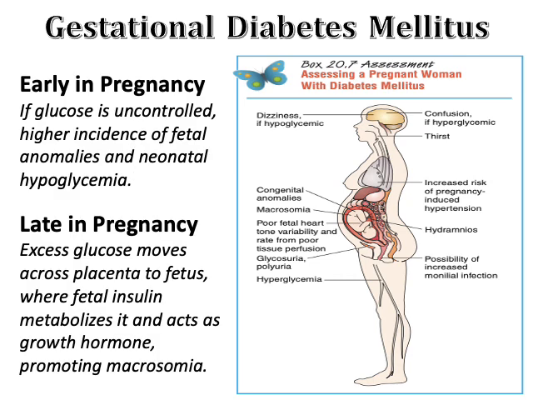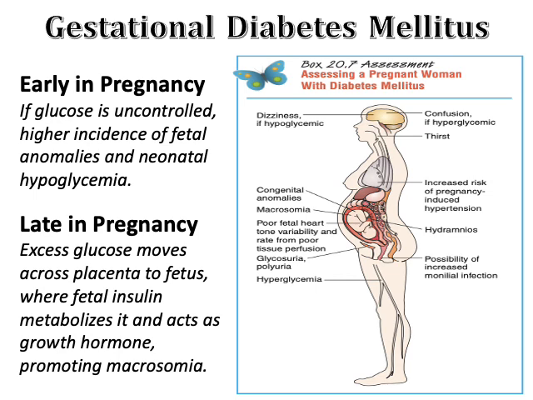Box 20.7 shows us how to assess a pregnant woman with diabetes mellitus. It's important that if a woman has GDM, nakokontrol yung kanyang glucose level. If glucose is uncontrolled early in pregnancy, the high glucose will cross the placenta at magkakaroon ng fetal anomalies. And then, kapag nasanay na yung fetus sa sobrang taas din ng glucose early in pregnancy, paglabas niya as a neonate, very high risk naman siya for hypoglycemia.